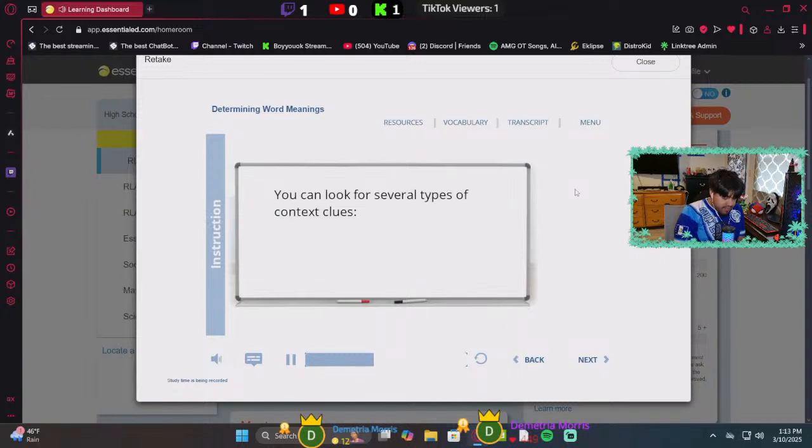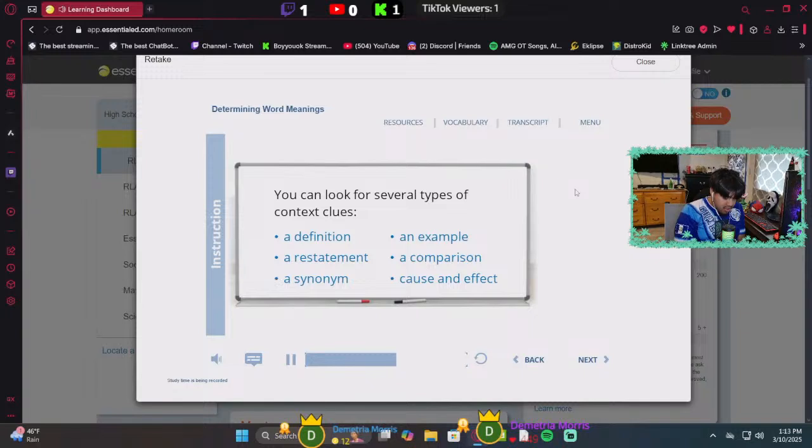You can look for several types of context clues. A definition, restatement, or synonym. An example like dementia, arthritis, and falls. A comparison to something similar or different, or a cause and effect relationship. Context clues can be very helpful when you're trying to understand important words. I bet you'll find that they help you a lot.